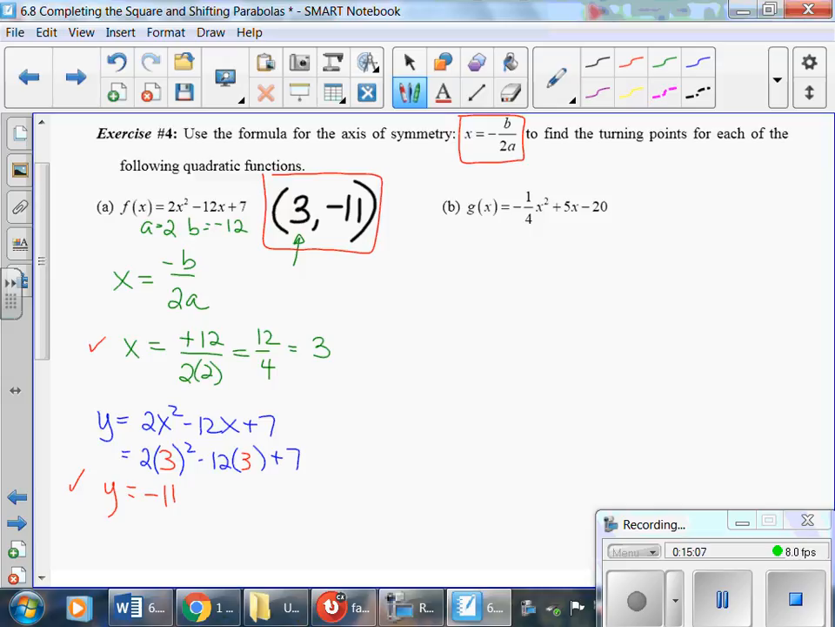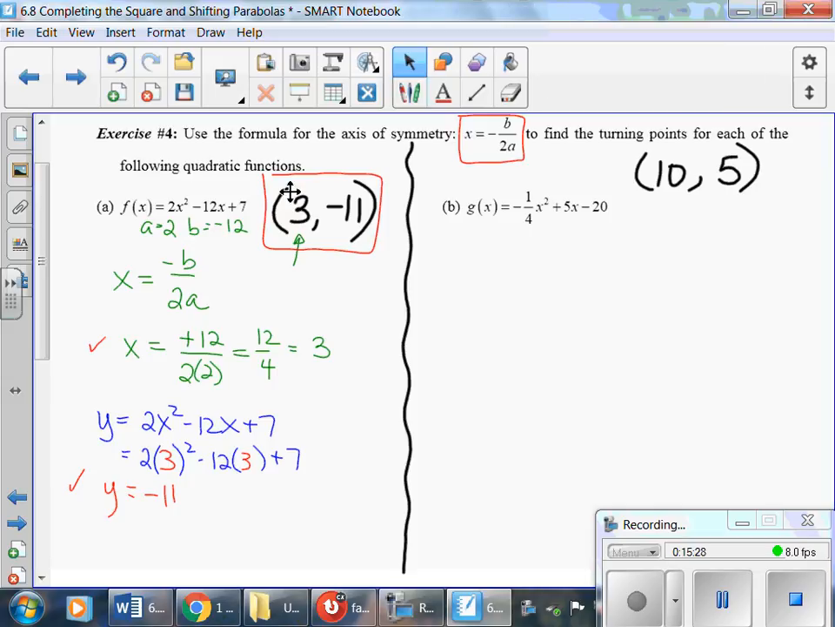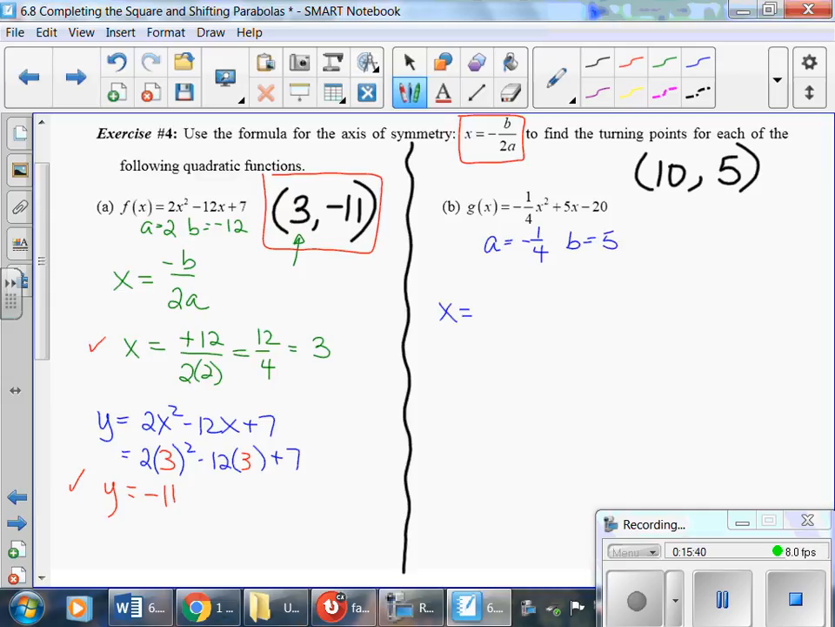So again, you don't have your calculator at home to try B on your own, but how about I'll cheat for you? I'll give you the answer that I found in my calculator, and the answer is 10 comma 5. Now using that answer, you can check yourself, recognizing here what A, B, and C are. Don't flip out with the fraction. A is negative 1/4. You can make it negative 0.25 if you want to. And I know B is positive 5. I don't need C.